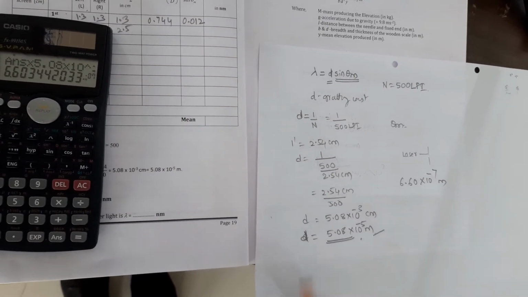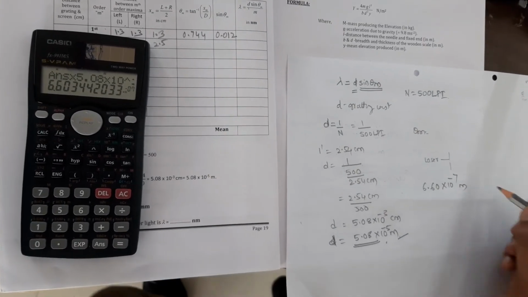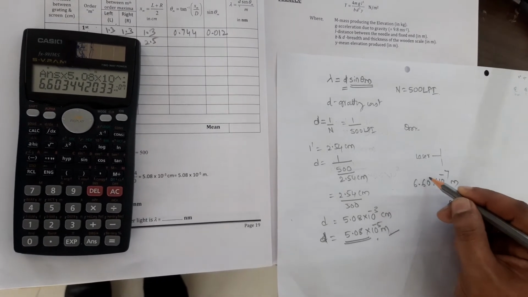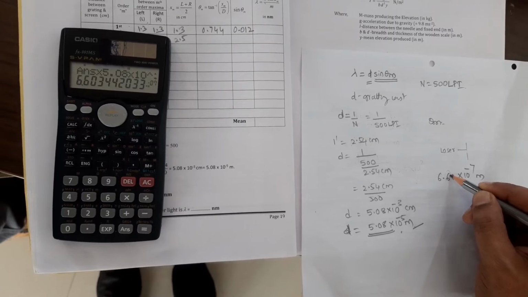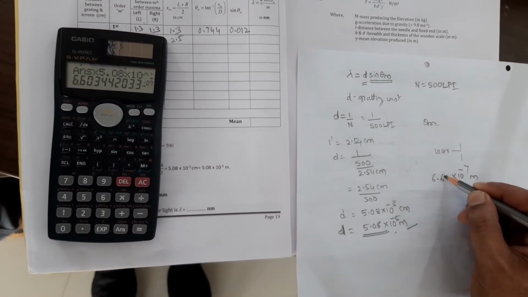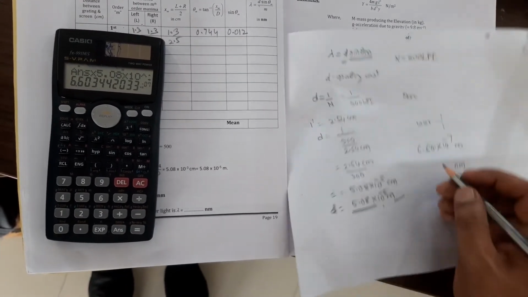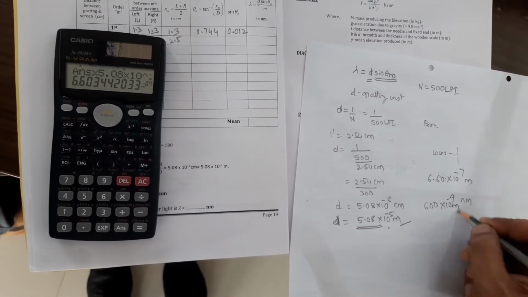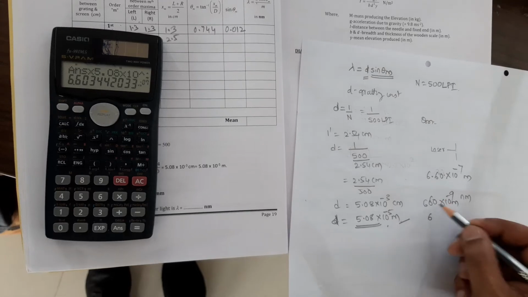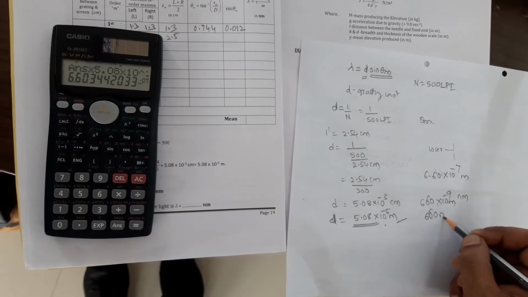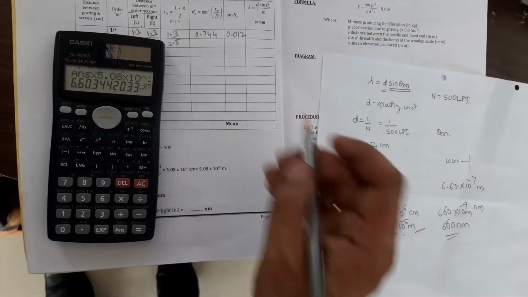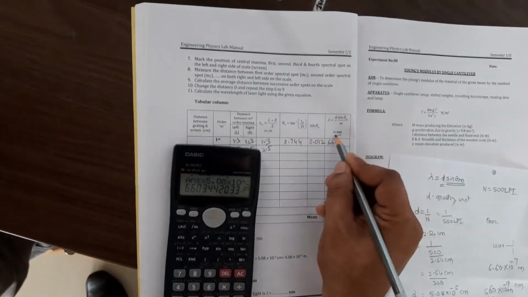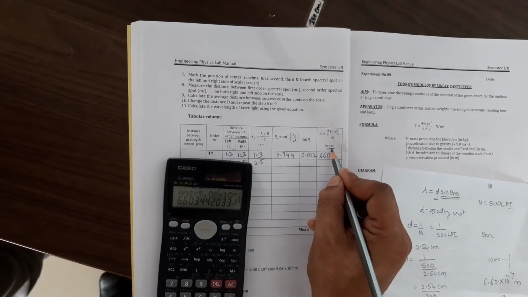Generally this wavelength is measured in terms of nanometer, so I can shift by 2 units. If I shift it, it becomes 10 raised to minus 8, minus 9, or 660 into 10 raised to minus 9 meters, or 660 nanometer. So the initial first value is 660 nanometer. I have already taken the same thing in the tabular column.